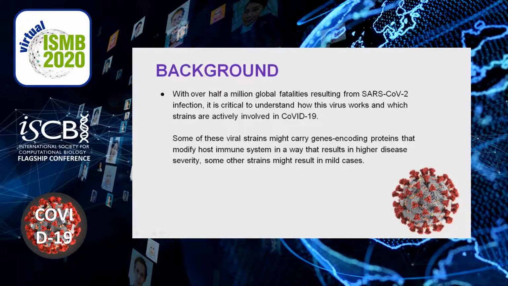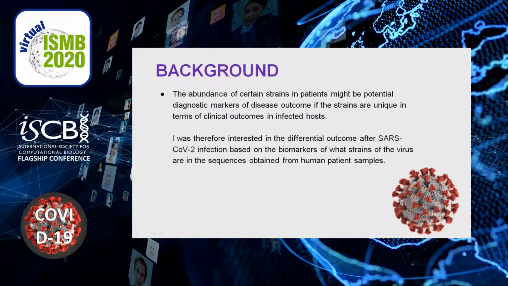With over 500,000 global fatalities resulting from SARS-CoV-2 infection, it has become critical to understand how this virus works and which strains are actively involved in COVID-19. Some of these viral strains might carry genes that encode proteins that modify the host immune system in a way that results in higher disease severity, while some other strains might result in mild cases.